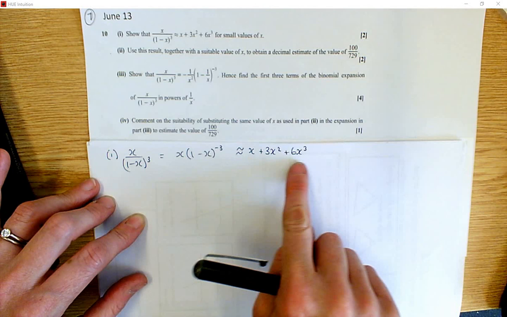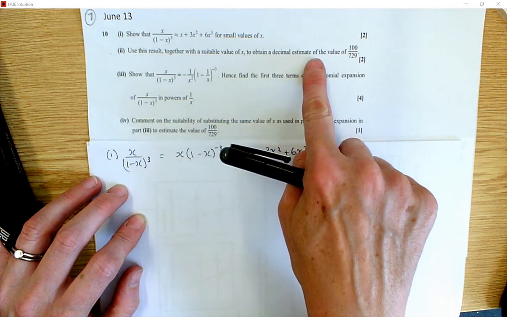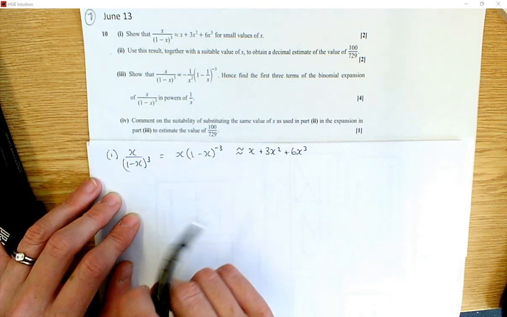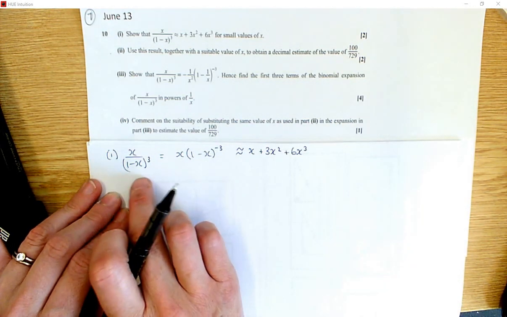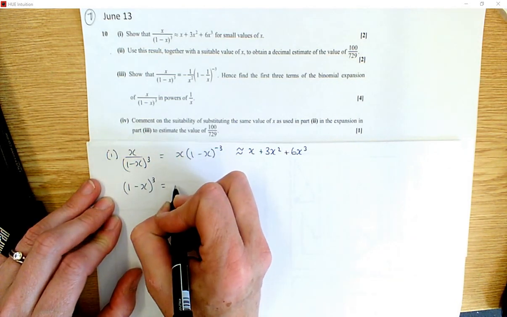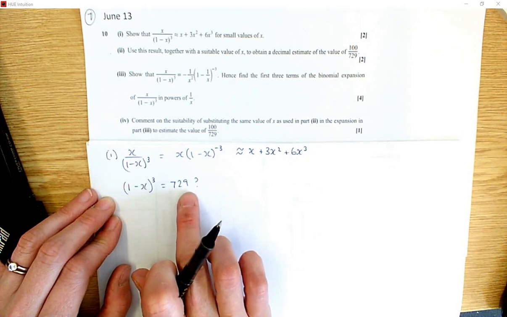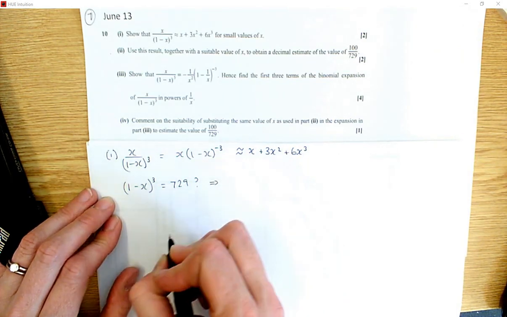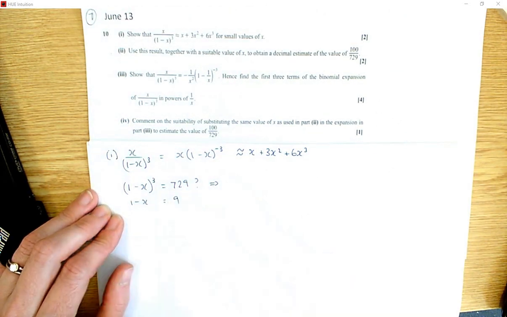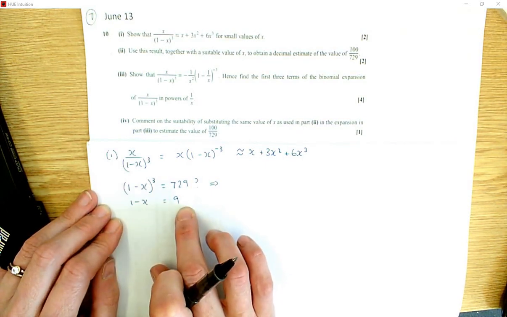So we're going to use this result, together with a suitable value of x, to find a decimal estimate of 100 over 729. If we're looking here, this 729 is going to give us the clue. So we've got (1 minus x) cubed should be something to do with 729. If you cube root 729, that would suggest that you've got 9. So 1 minus x is equal to 9. That's not really going to work, but we can look for something that is related but is less than 1.